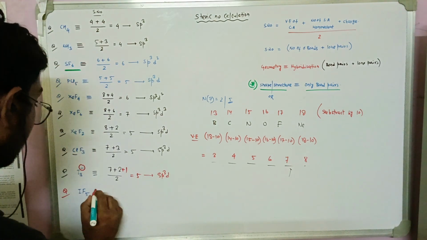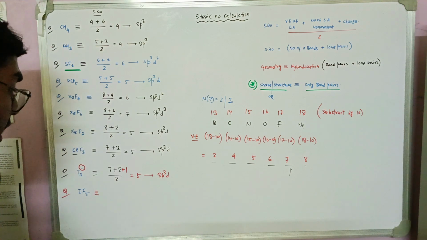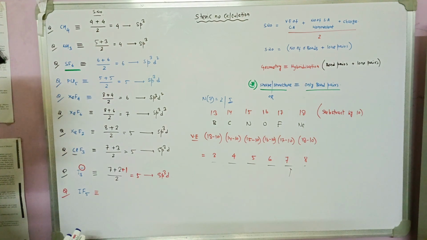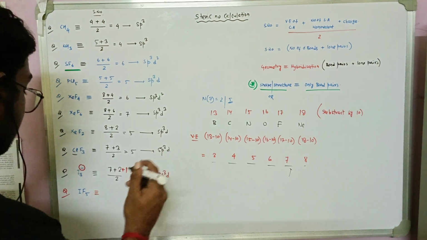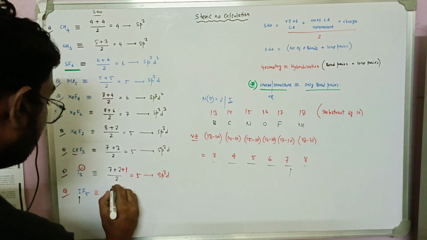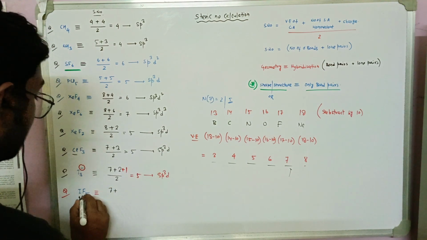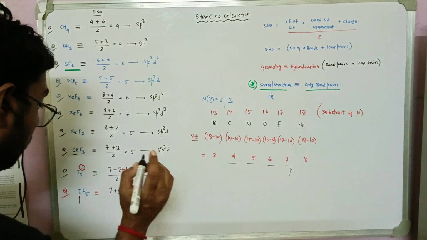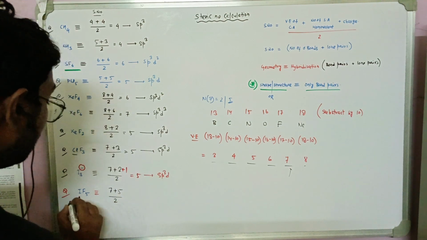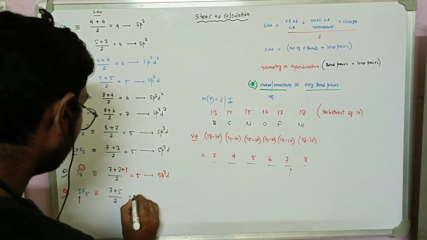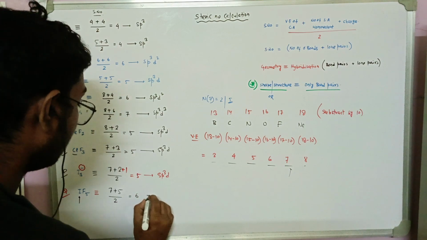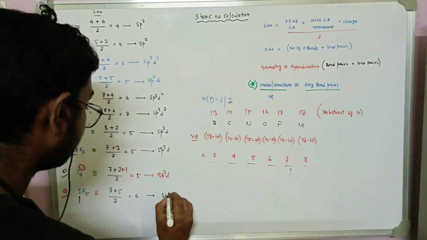For the next question, it is asking for IF5. First, the steric number calculation. You know that the central atom is iodine, and the valence electrons are 7, plus the number of side atoms, 5 fluorines, which are monovalent. So 7 plus 5 divided by 2, as it is a neutral molecule, equals 6, which implies the hybridization to be sp3d2.